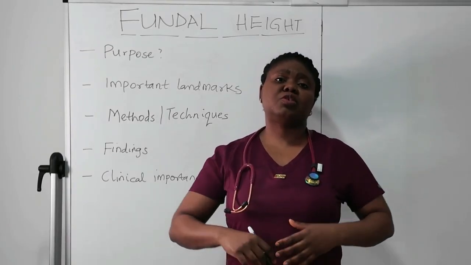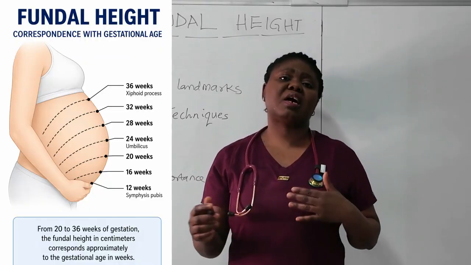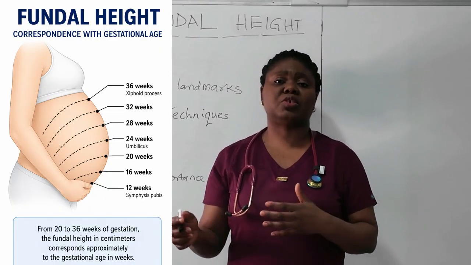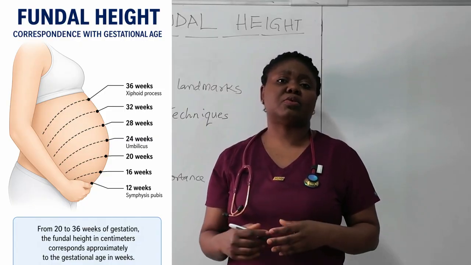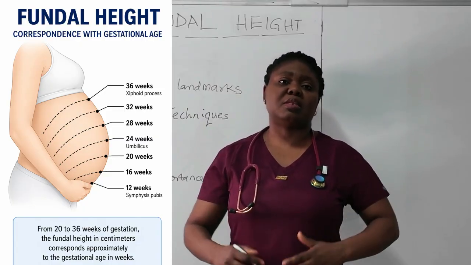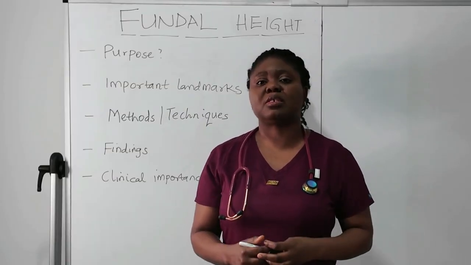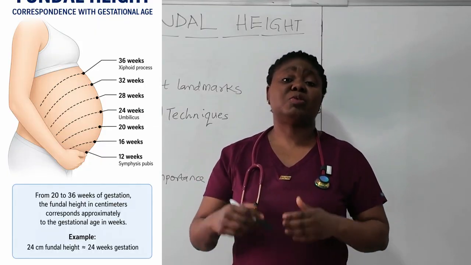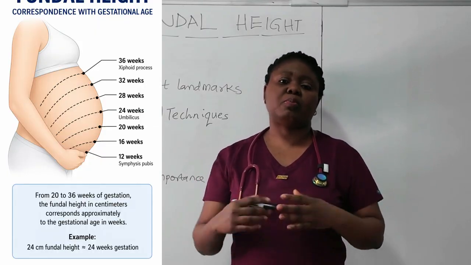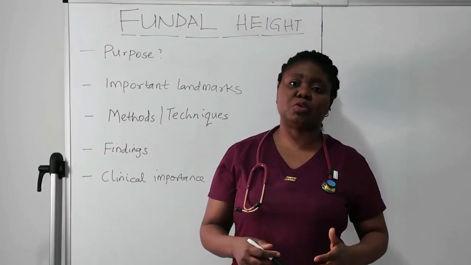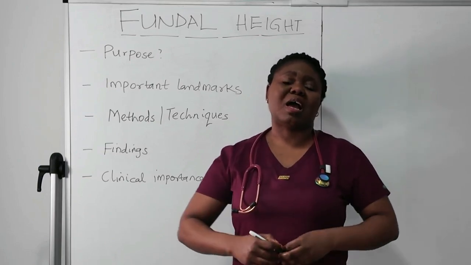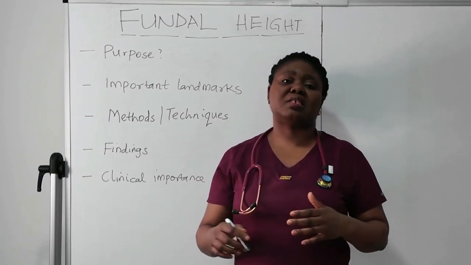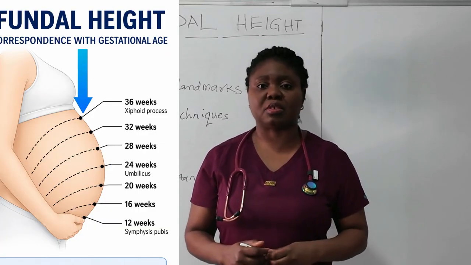Then between 20 weeks to 36 weeks, the fundal height is approximately equal to the gestational age, plus or minus 2. So let's say the woman is 24 weeks pregnant. That means the fundal height will be 24 centimeters. So plus or minus 2, some can be less by 2 or more by 2. At 36 weeks, the fundal height is approximately at the xiphoid process.